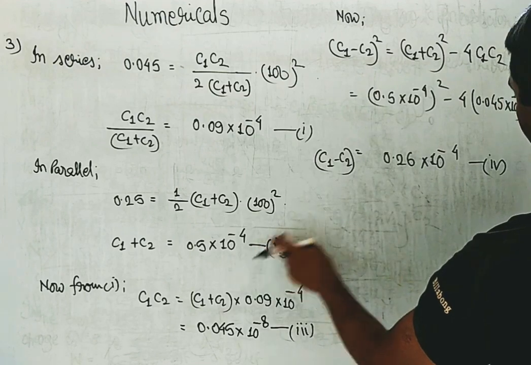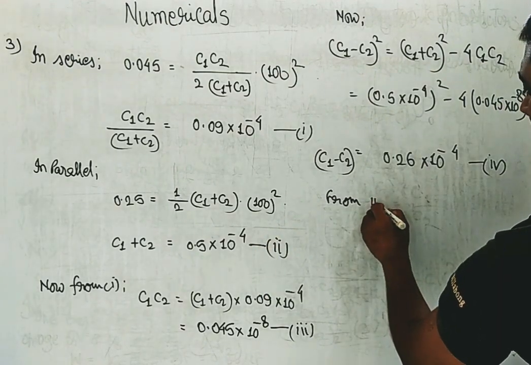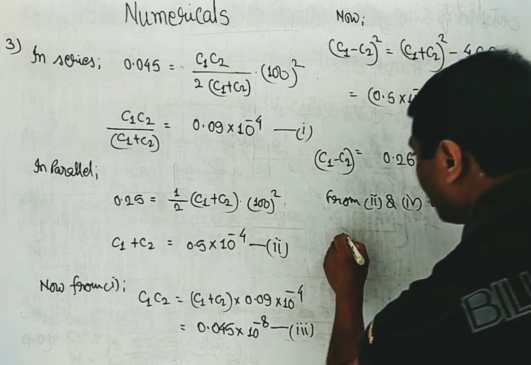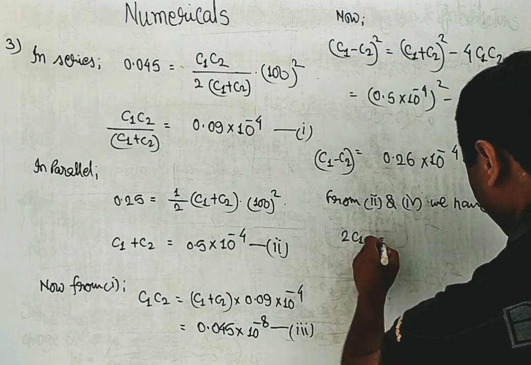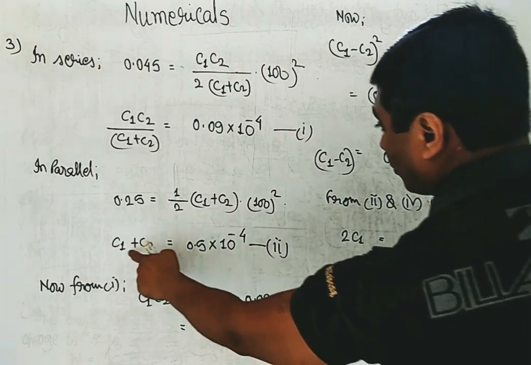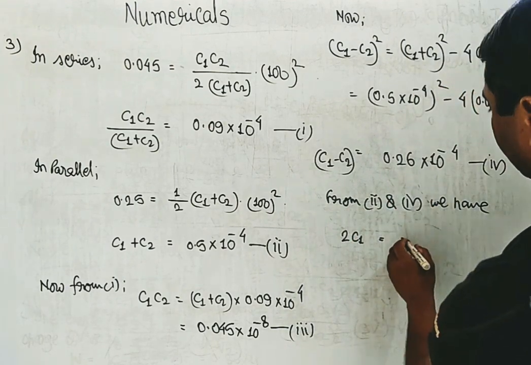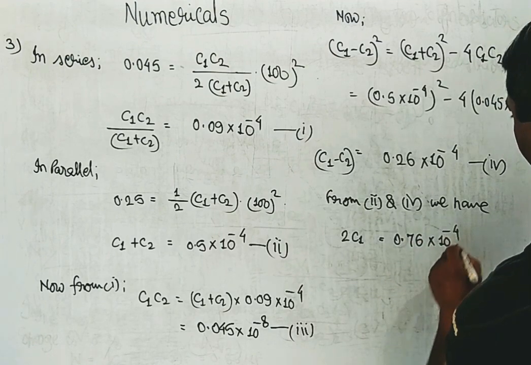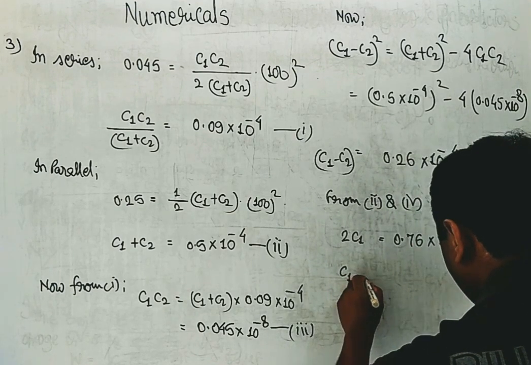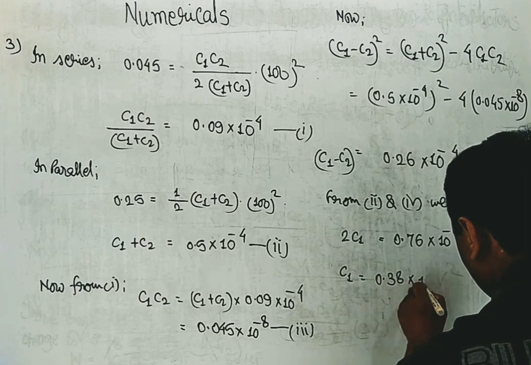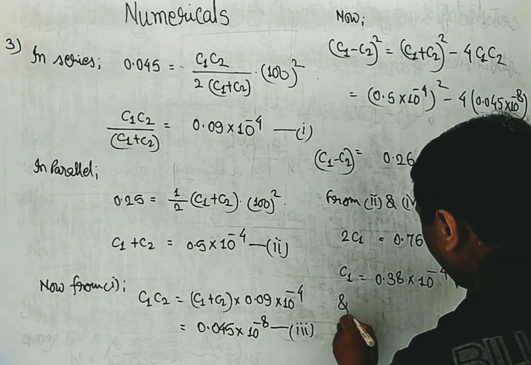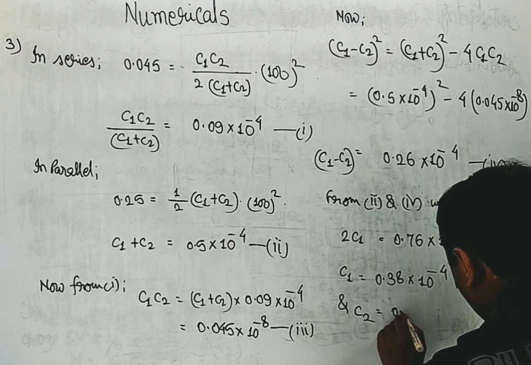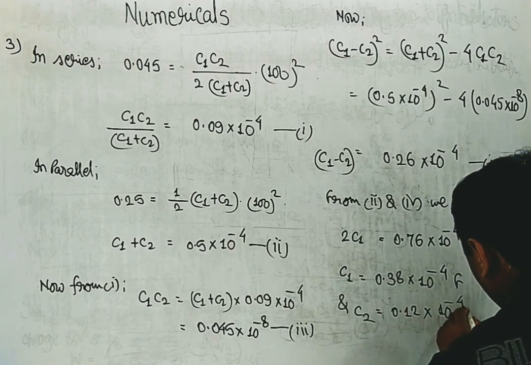Now we can add equations 4 and 2, second and fourth. We have 2C1 equals 0.76 into 10 to the power minus 4, or C1 equals 0.38 into 10 to the power minus 4 farad. As we place this value back in this equation, we get the value of C2 to be 0.12 into 10 to the power minus 4 farad.